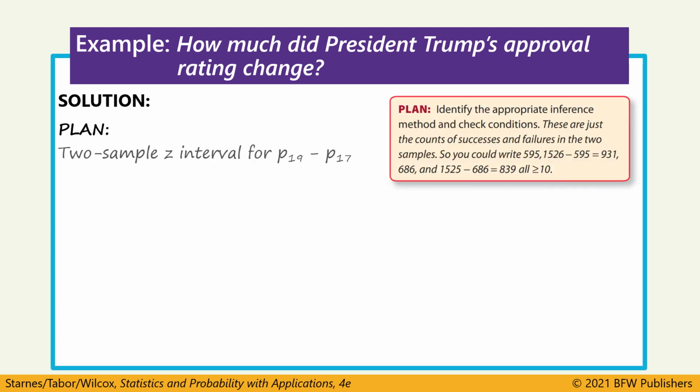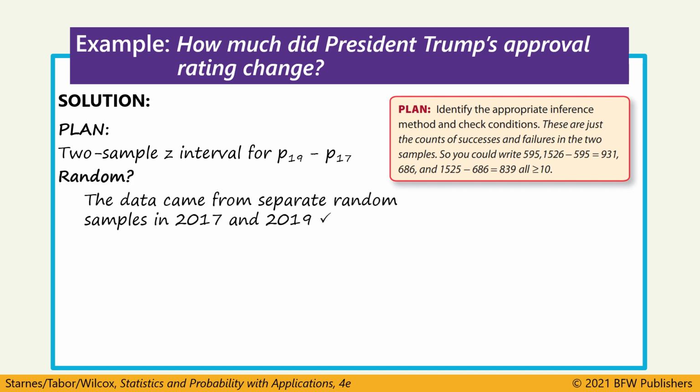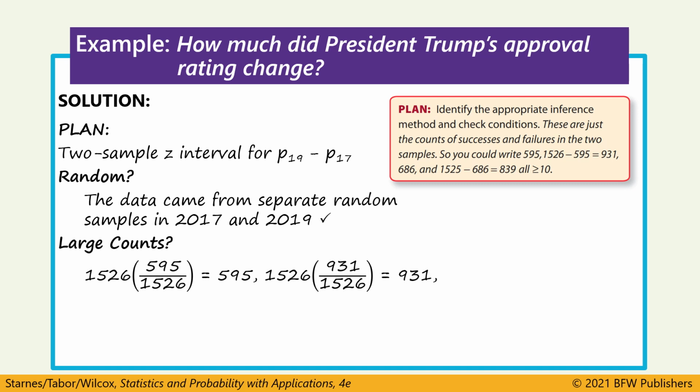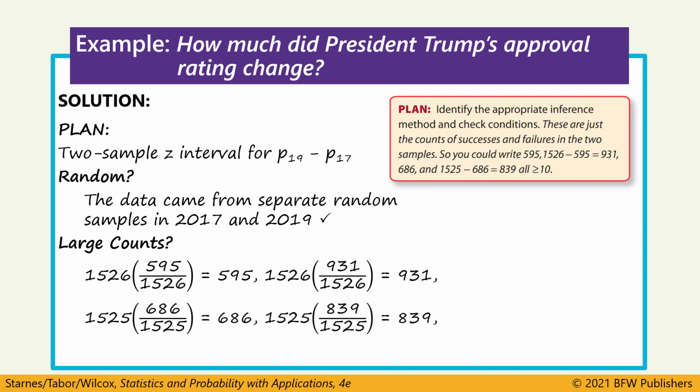Next up, we're going to state which inference method we're using. So far, we've learned about one proportion z-tests, one sample t-tests, one proportion z-intervals, and one sample t-intervals. This one is called a two-sample z-interval for the difference in these two proportions. We also can just call it a two-proportion z-interval. We'll check our conditions. We have separate random samples in 2017 and 2019. And when we check the success-fail, here it is for the 2017 sample, and again for 2019, and we can see that all of these values are at least 10.